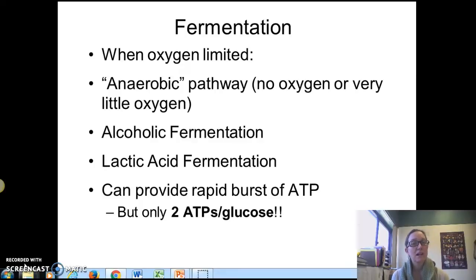So fermentation is a short process, not as long as cell respiration and not as complex, and it doesn't produce as much ATP either. For every glucose molecule that goes through fermentation, only 2 ATP molecules are created. So this can provide a rapid burst of ATP, but not a lot.